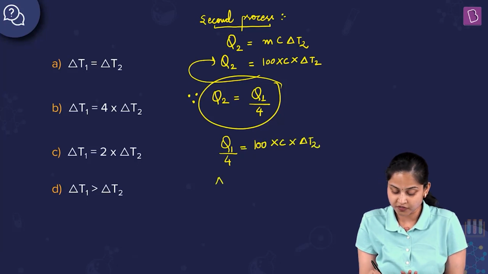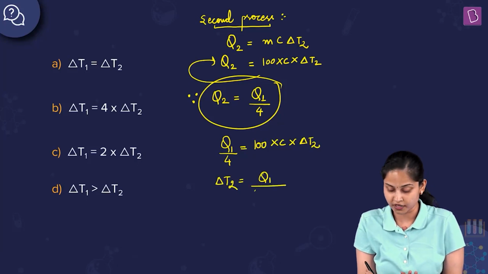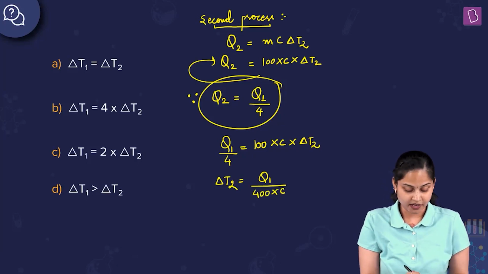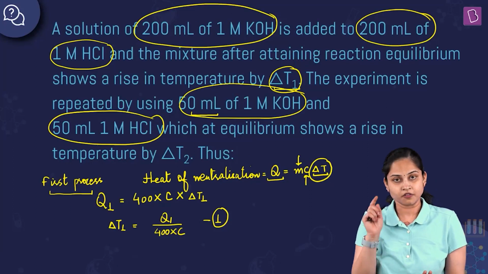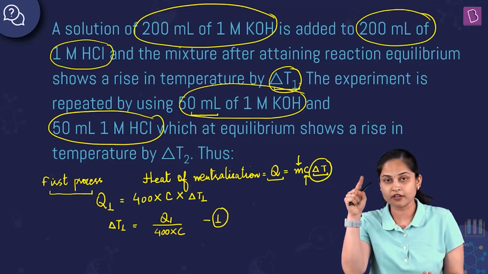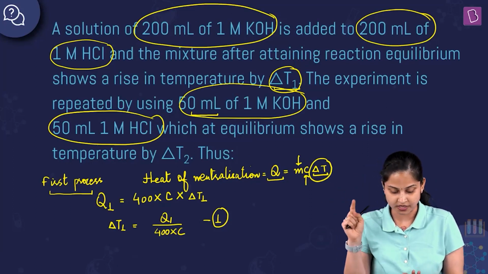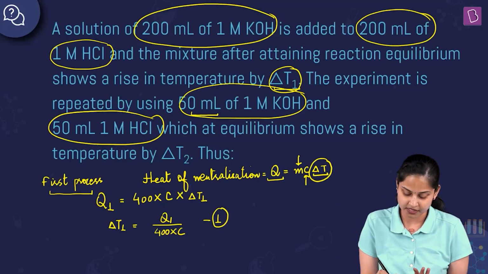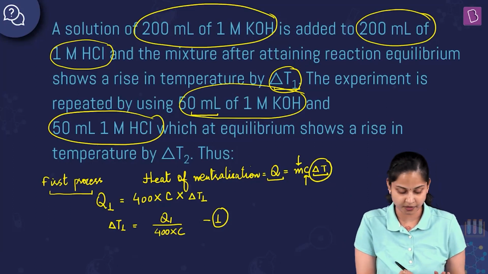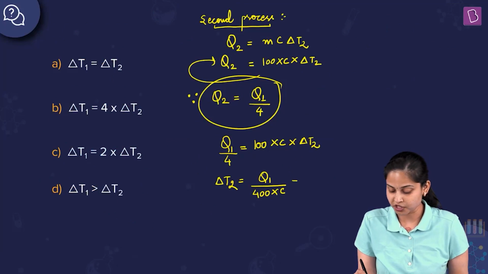So now the value of delta T2 from here comes out to be equal to Q1 divided by 4 into 100, which is 400, multiplied by C, specific heat. The value of delta T2 is Q1 divided by 400 into C, and the value of delta T1 is Q1 divided by 400 multiplied by C. So this is expression number 2.